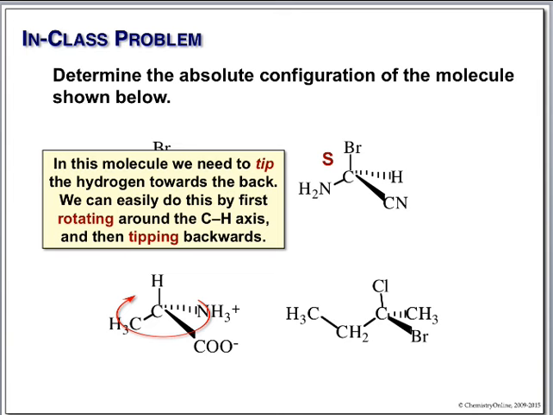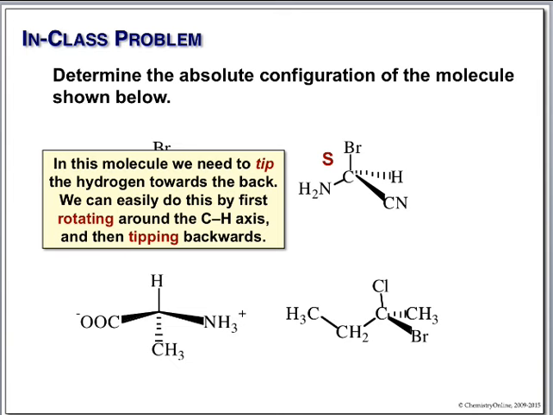All right, we're going to start off here by rotating. We need to tip it so the hydrogen is back. Step one, let's rotate this. Now, what I did is I rotated like this to make a bow tie. Again, that makes sense to me. Put this over to here, move this guy forward, this will be down, and we have a bow tie.